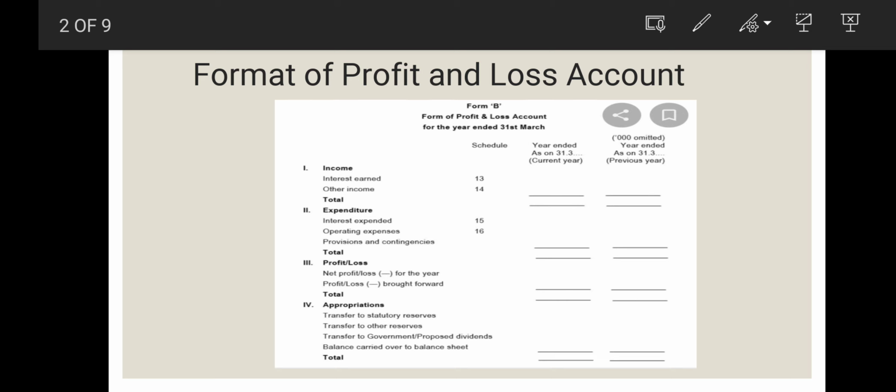If the previous year's profit is given in the sum, we can add it in row number 3. Next, number 4, we find out the appropriations of the profit. Some amount will be transferred to the statutory reserve, other reserve, and dividends, and the balance only is transferred to the balance sheet. We discuss the first sum in the P&L account with the adjustments.